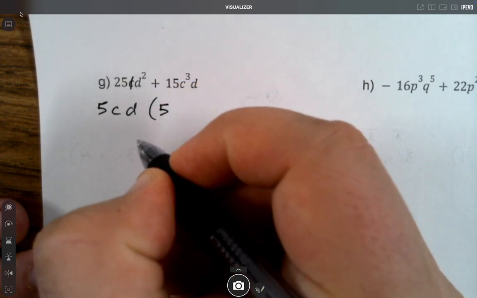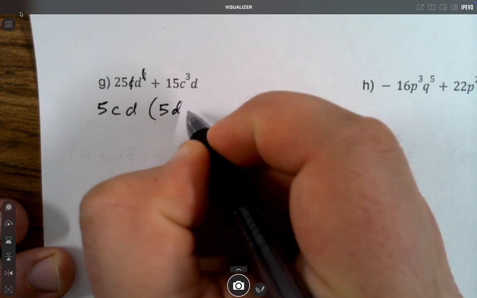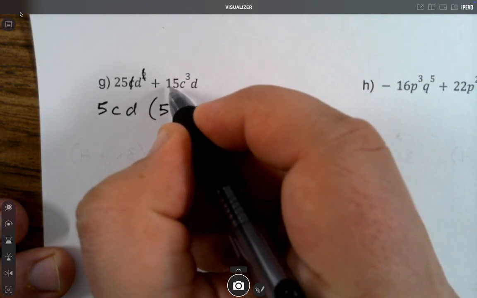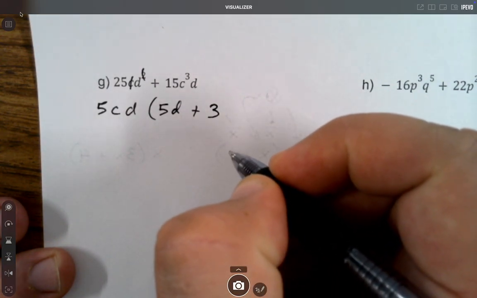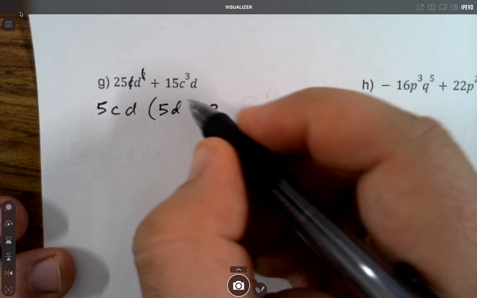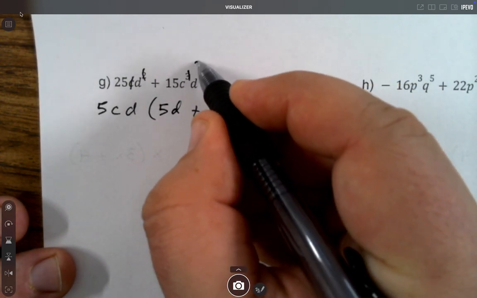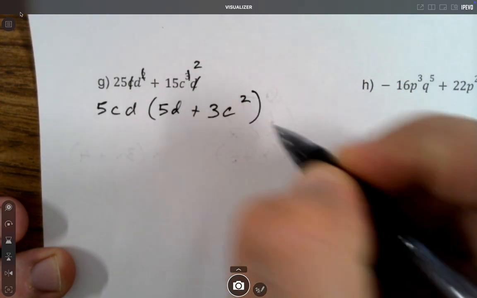The C gets canceled out. One of the D's gets taken away, so one's left. 15 divided by 5 is 3. We take one of the C's away, so 2 are left over. But we took that one D away, so there's none left in that term.